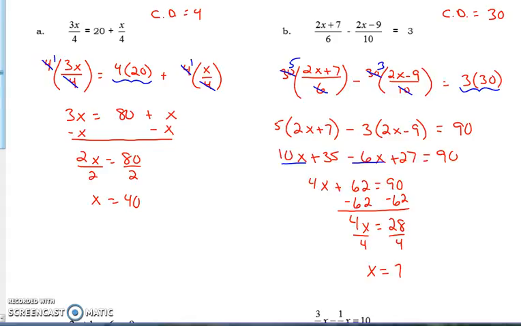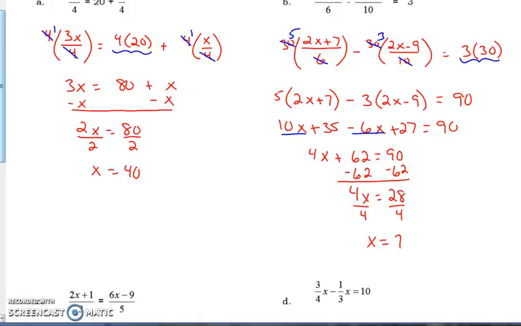Okay, so I actually messed with you a little bit. The answer was a nice integer answer. My answer key happened to be wrong. So what I did was I distributed, and I got 10x plus 35 minus 6x plus 27, because you're distributing a negative, equals 90. And we combine like terms to get 4x plus 62 equals 90. Subtract 62 on both sides. We get 4x equals 28. Divide by 4, and I get x equals 7.